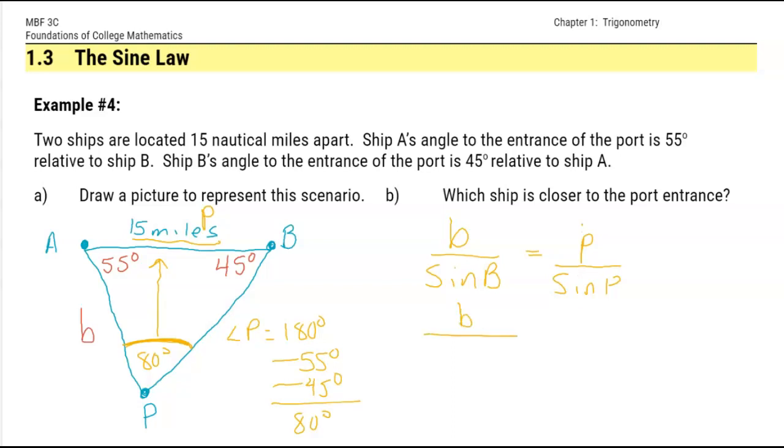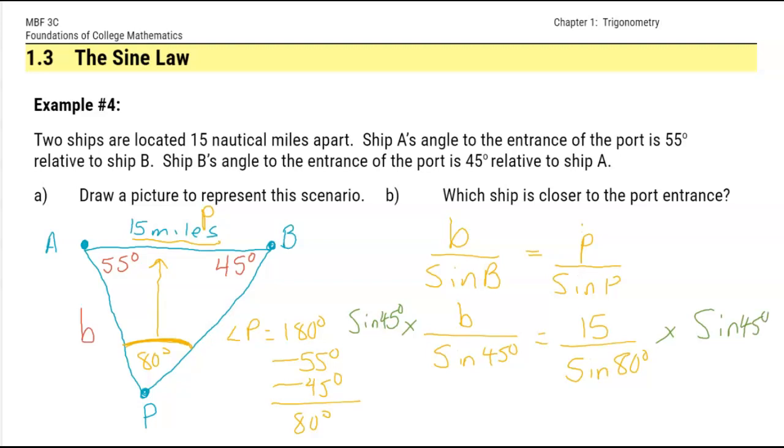So little b I know. Sine of big B is going to be sine of 45 degrees in this case. And then I'm going to put in the information for little p. Side little p is 15 miles divided by sine of angle P, which is 80 degrees. So we've done this next step a lot. I know that to get rid of this divided by sine 45, I need to multiply by sine 45. And whatever I do to one side, I'm going to do to the other side.